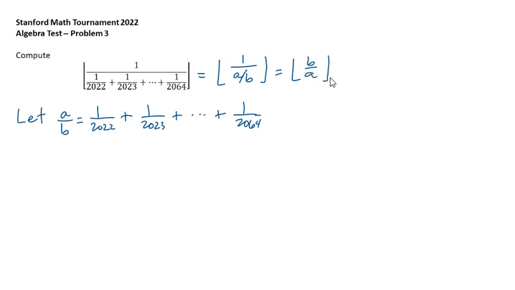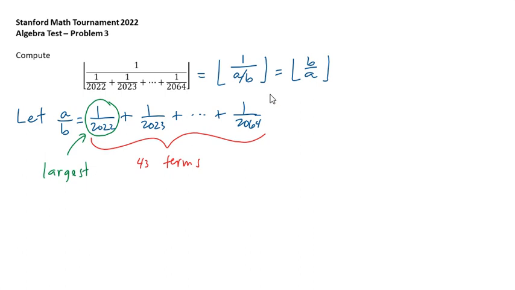Now we need to establish the lower and upper bounds for b over a, because this will allow us to determine the greatest integer that is less than or equal to b over a. Now, how do we do that? Observe that in this series, there are 43 terms, and the largest term is 1 over 2022, while the smallest is 1 over 2064.